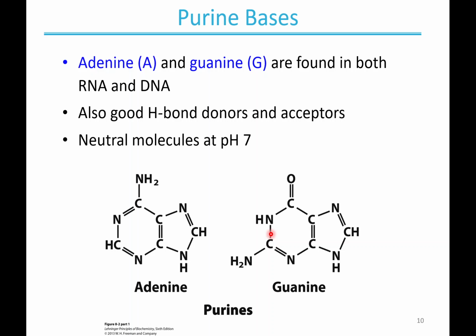That would be carbon 2, I believe, because I think it goes 1, 2, 3, 4, 5, 6, if I remember correctly. And this would be carbon 6 at the top. So the adenine amino group at carbon 6, guanine amino group at carbon 2, and carbonyl at carbon 6.